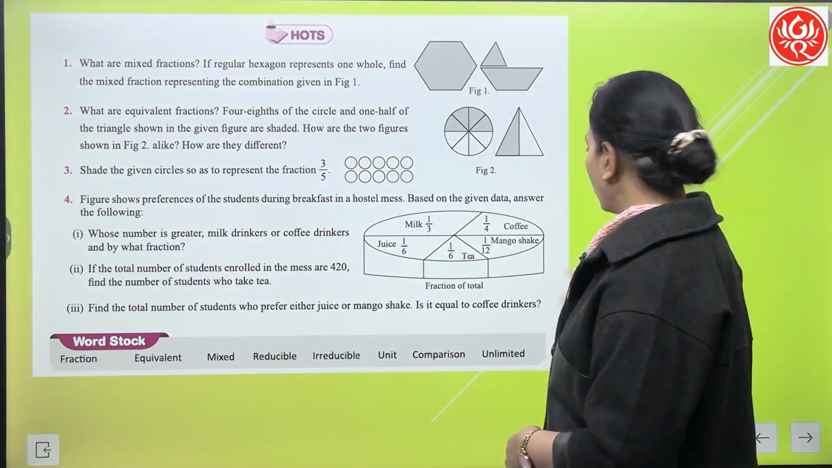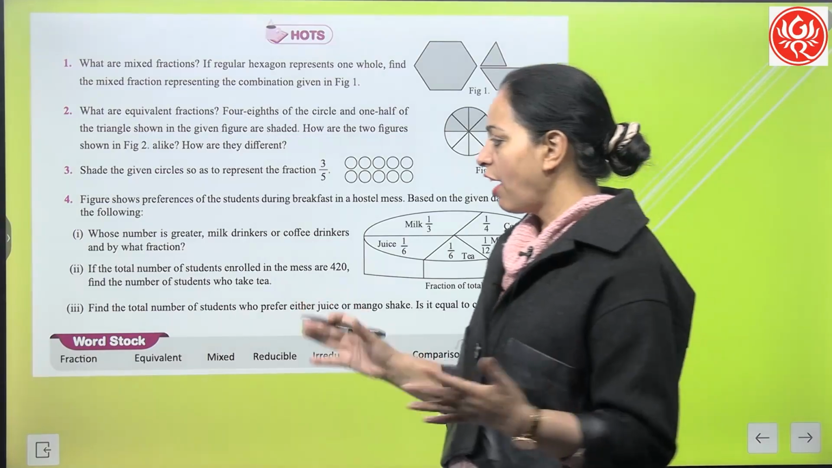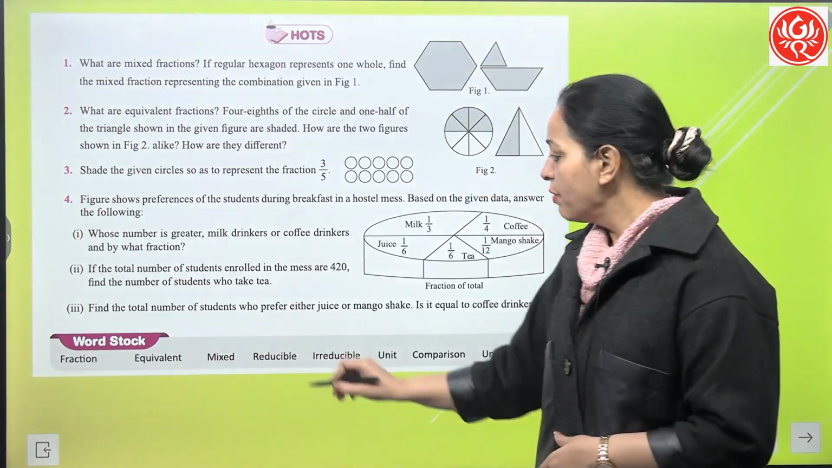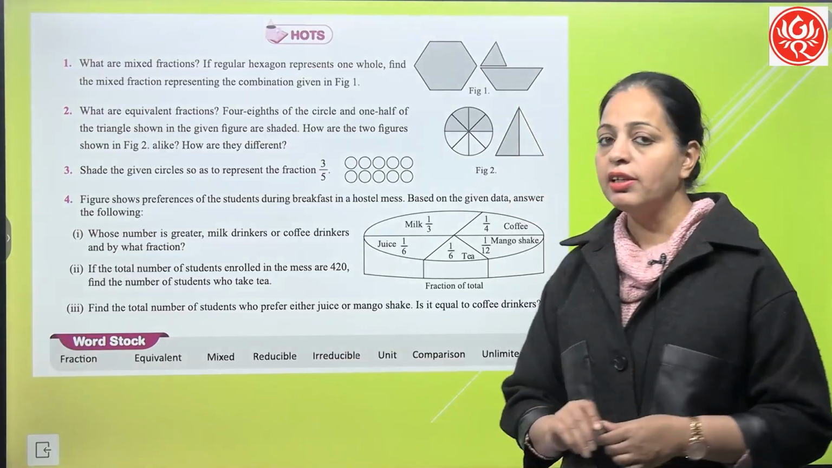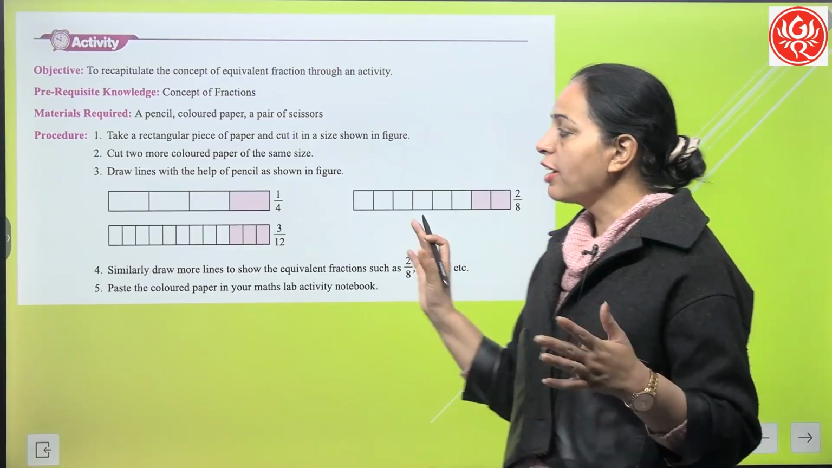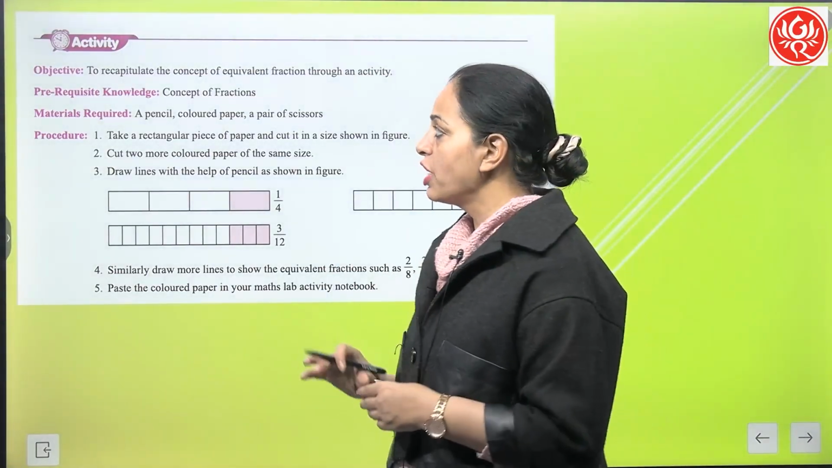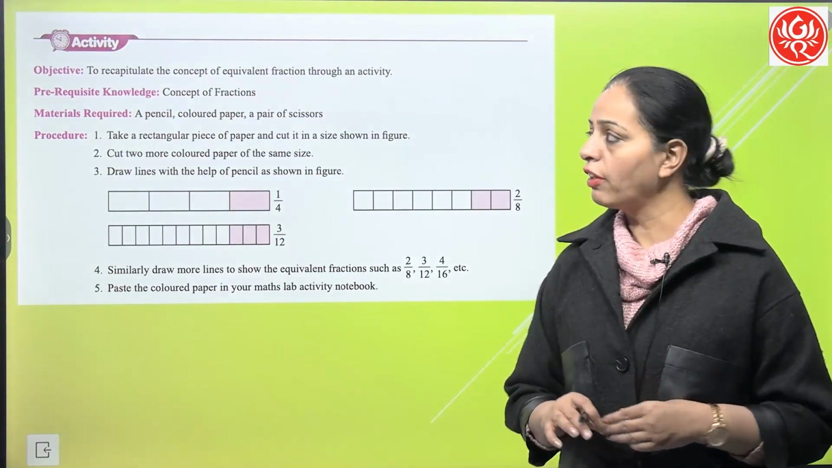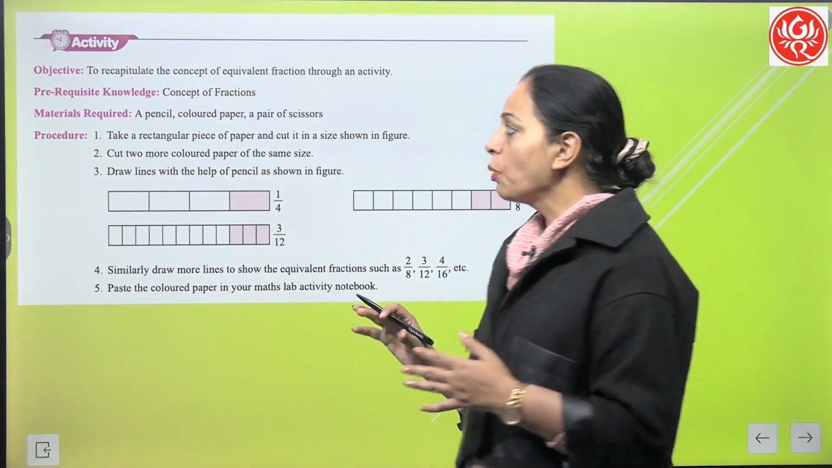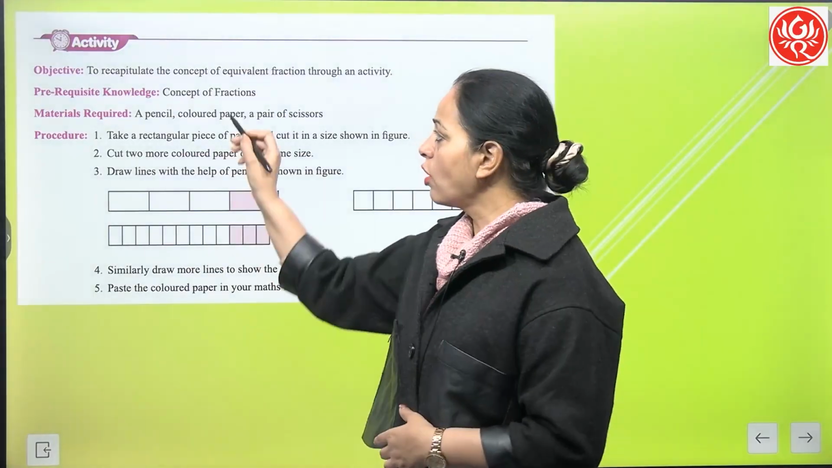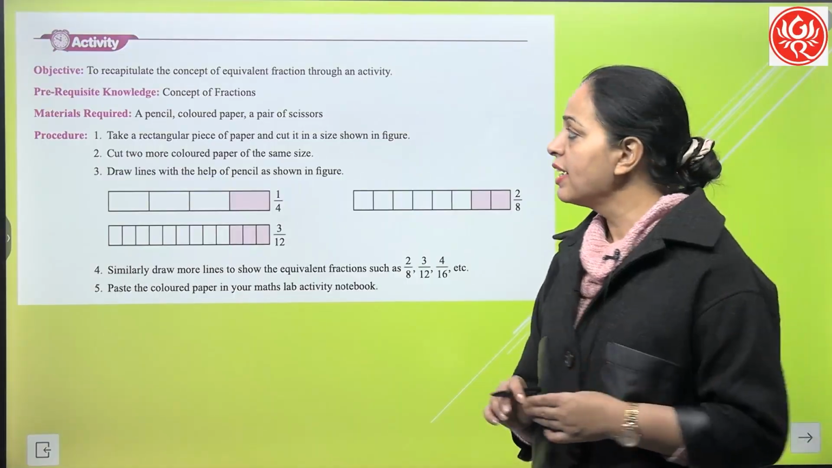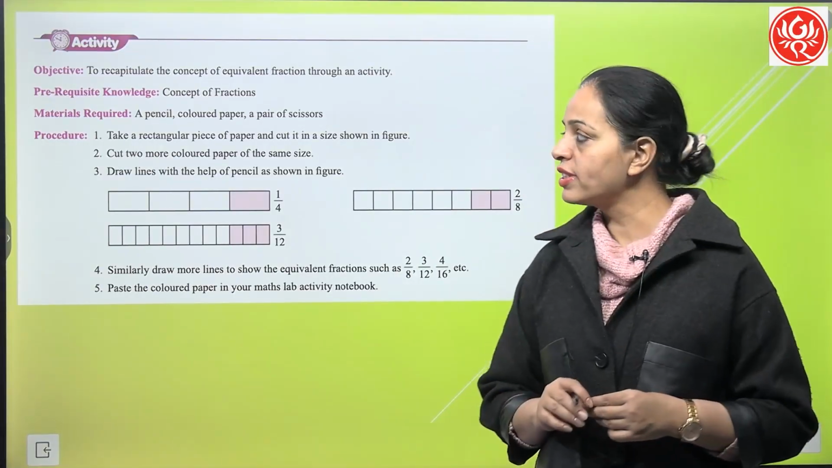Similarly, you can try the fourth question. Okay, now this is the time of word stock: fraction, equivalent, mixed, reducible, irreducible, unit, comparison and unlike. Now this is the activity time. Objective: to recapitulate the concept of equivalent fractions through an activity. Prerequisite knowledge: concept of fractions. Materials required: a pencil, color paper, a pair of scissors.